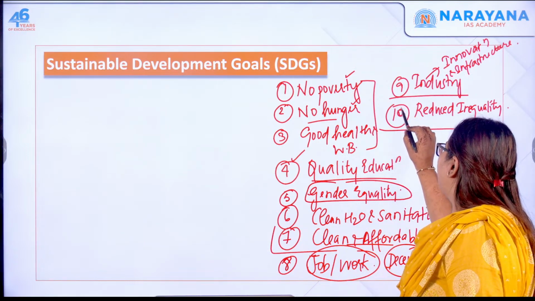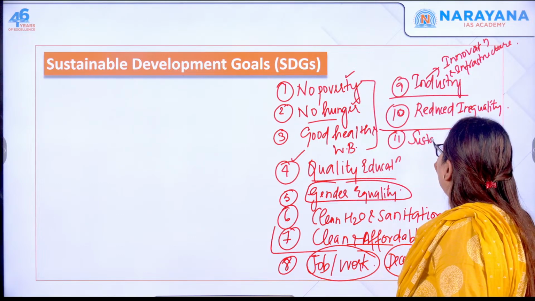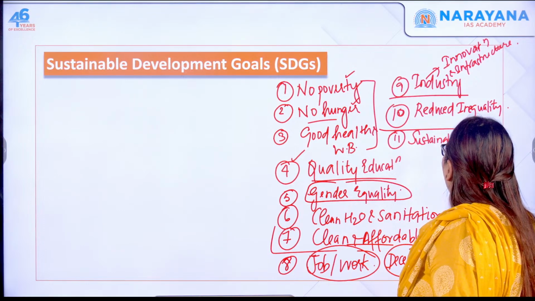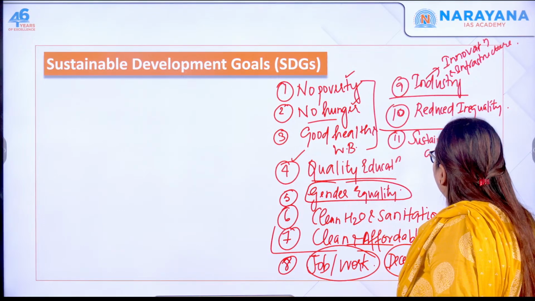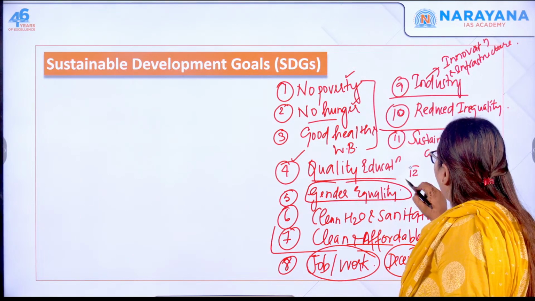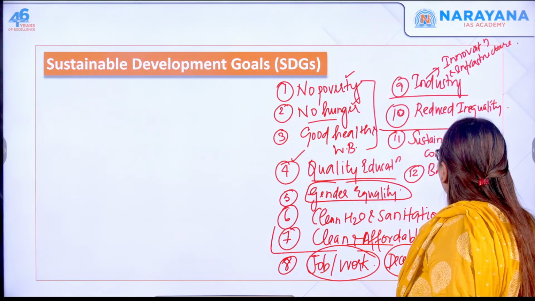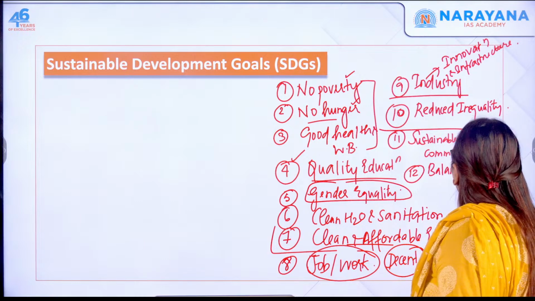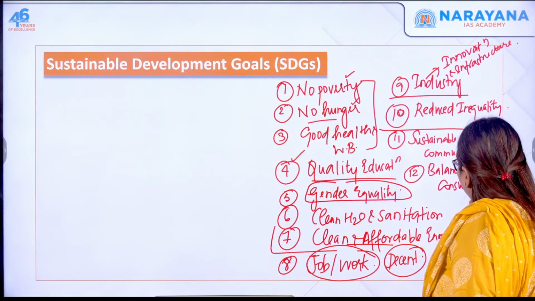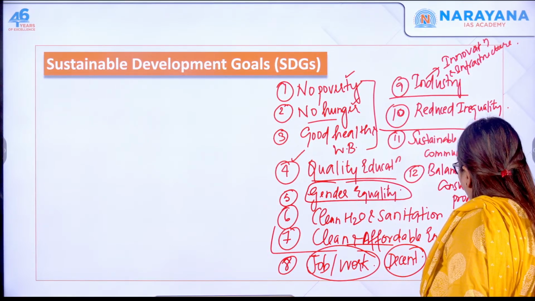Okay, so after all this, now you move to a city. So you move to sustainable cities and communities. So when is it going to be sustainable? Only if you know to do balanced or sustainable consumption and production. So this is your SDG 12.